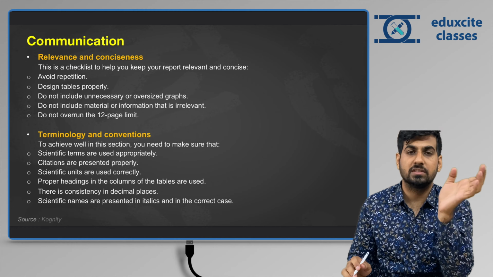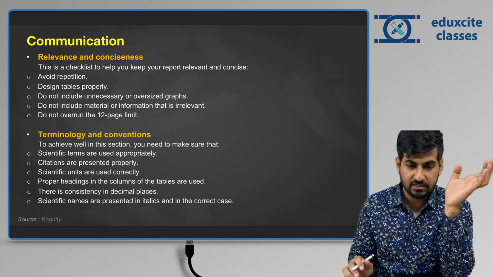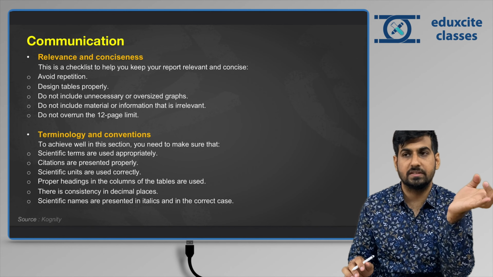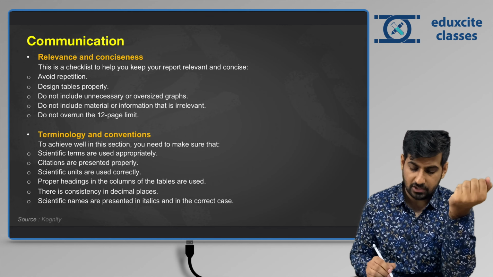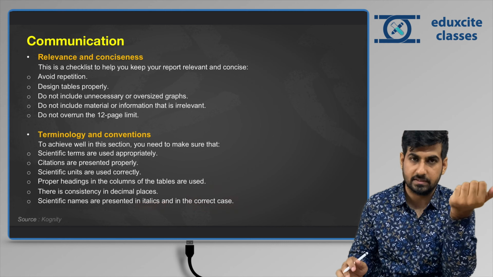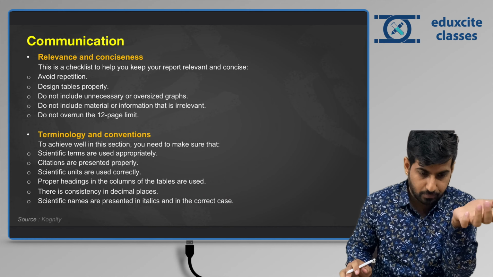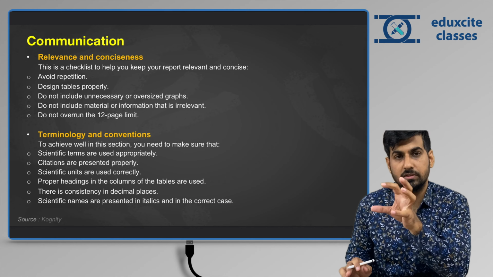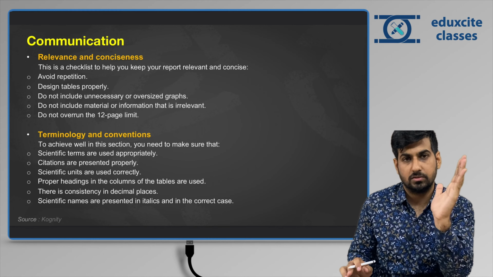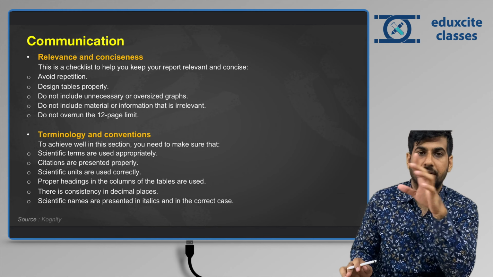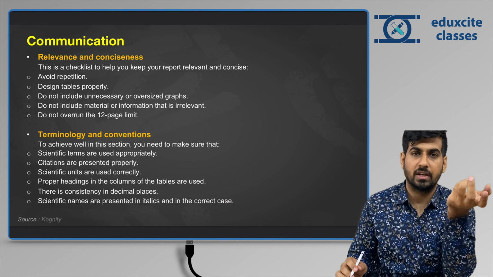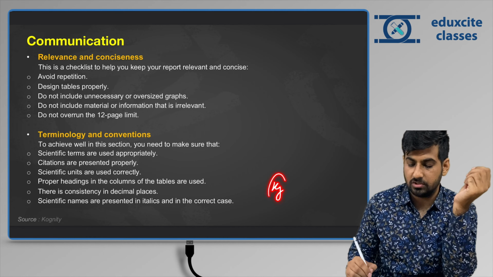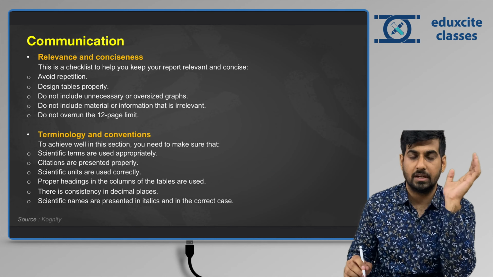Like if you are mentioning any scientific name, for example of any scientist you are mentioning, that should be in italic and in correct case. Okay, if you are giving a unit joules, that should be in italic. Do not write just capital J, it should be an italic capital J. If you are writing kg, then it should be in italic. Unit should always be in italic.